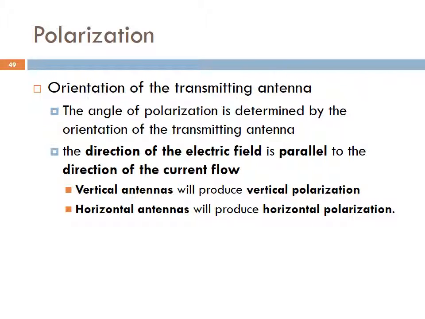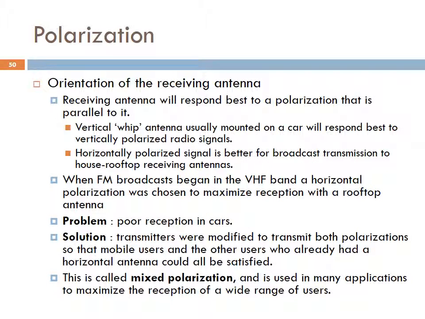Orientation of the transmitting antenna. The angle of polarization is determined by the orientation of the transmitting antenna. The direction of the electric field is parallel to the direction of the current flow. A vertical antenna will produce vertical polarization, and of course a horizontal antenna will produce horizontal polarization. A receiving antenna will respond best to a polarization that is parallel to it. So a vertical whip antenna usually mounted on a car will respond best to a vertically polarized radio signal. The same goes for a horizontally polarized signal, which is better for broadcast transmission to a house rooftop receiving antenna.